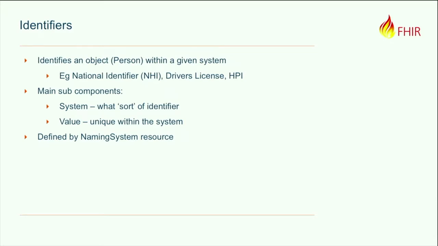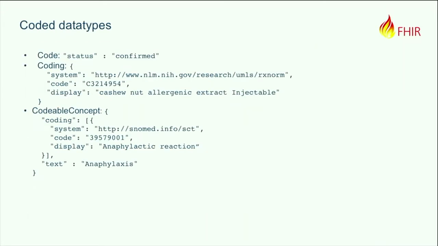Identifiers. An identifier is a particular data type you should be aware of. It's something like an NHI or a driver's license or a health provider index or something like that. It has sub components of a system and a value. Now, the reason why I hurried on is here where your examples sit.